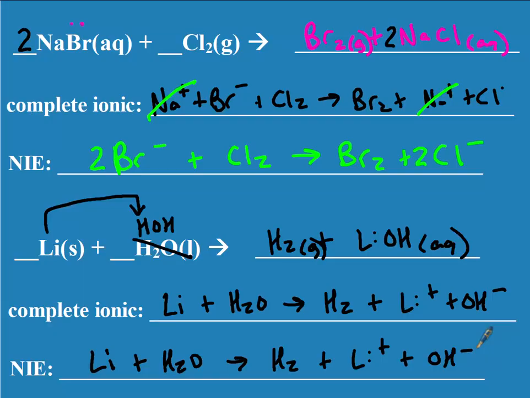If I just balanced my elements, I would get this. Notice I have equal lithium. Now I have 4 hydrogens, and 2 oxygens, 2 oxygens. But we've got a +1 and a -2. So this overall left side is a -1, and on the right it's a 0. Those do not equal. So this is not properly balanced.